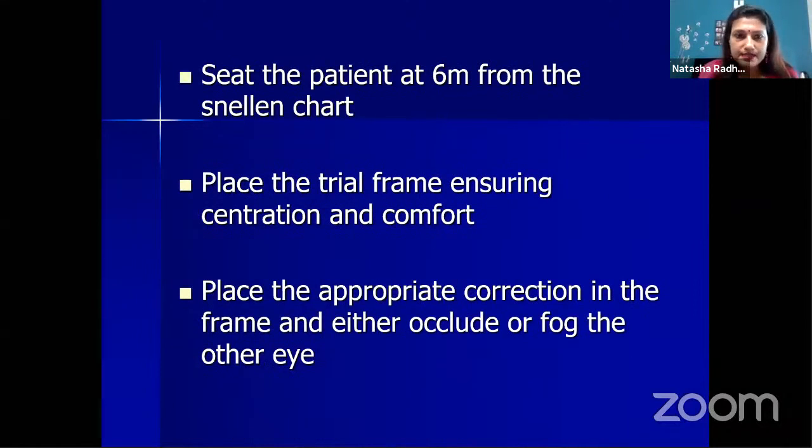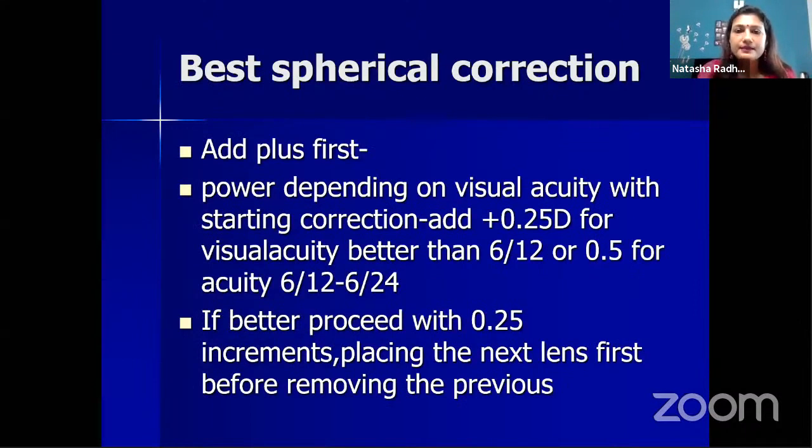Seat the patient at 6 meters from the Snellen chart. Place the trial frame, ensuring centration and comfort. You're going to be spending some time with him with that trial frame, so it shouldn't be poking in the wrong places. It shouldn't be tilted and all that. Place the appropriate correction in the frame and either occlude or fog the other eye. The best spherical correction is first determined. So the first step, after pinhole visual acuity, is the best spherical correction.